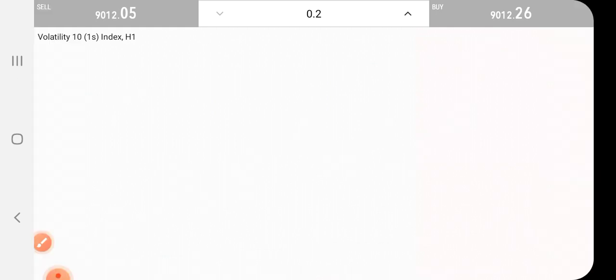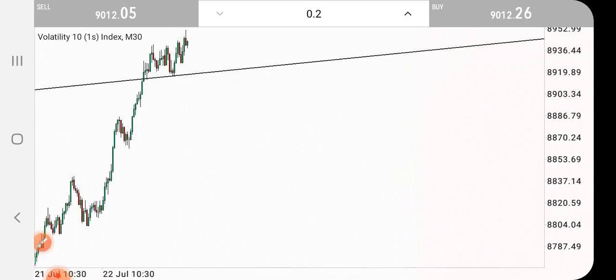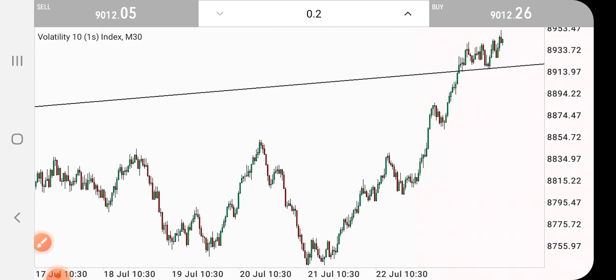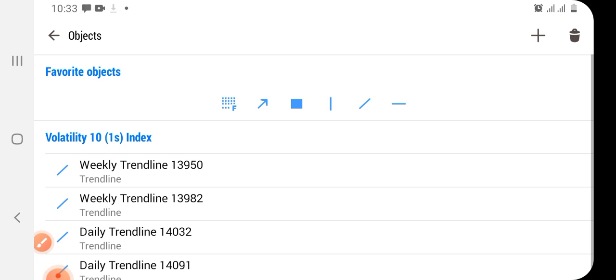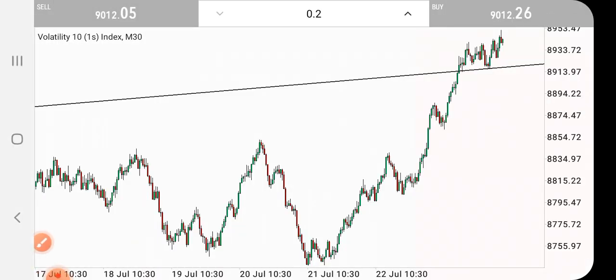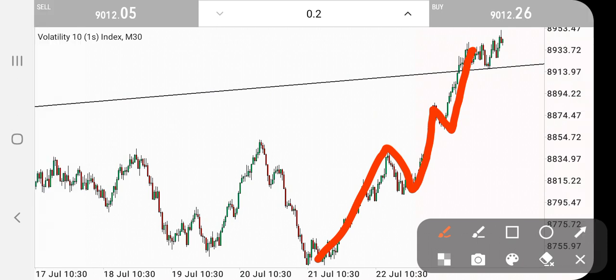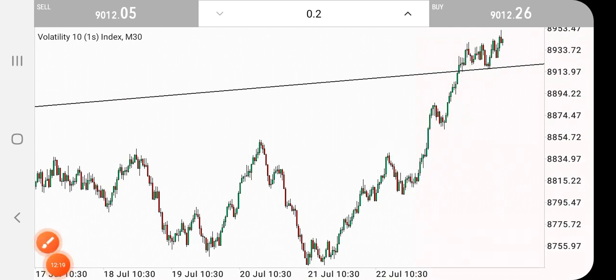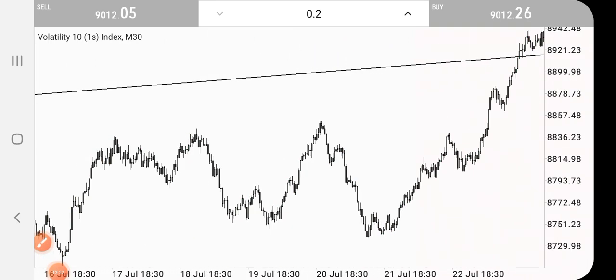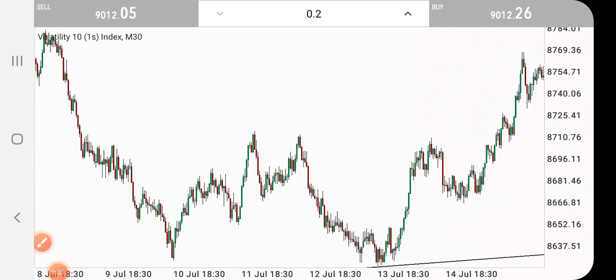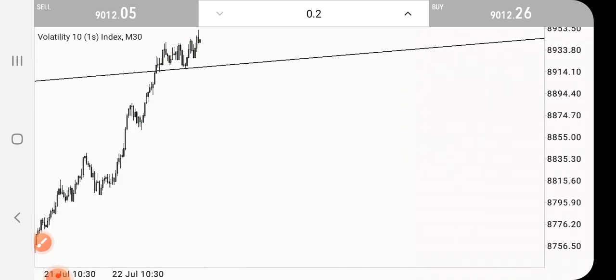Let's go to the 30 minutes time frame. On the 30 minutes time frame, the market is still moving up. We are having an uptrend like this. It moved, then came back, it went there. This is our uptrend. So how are we going to approach our market? We want to use the breakout strategy. That is our main purpose.